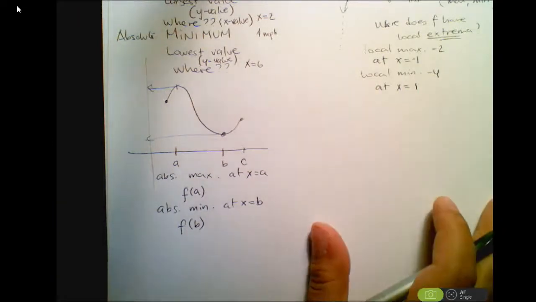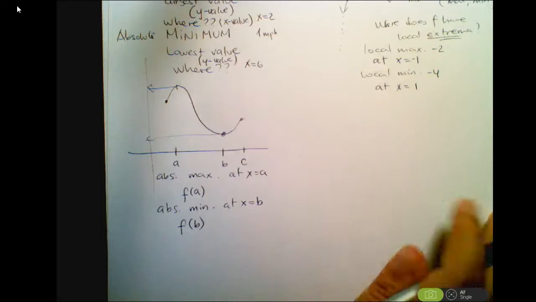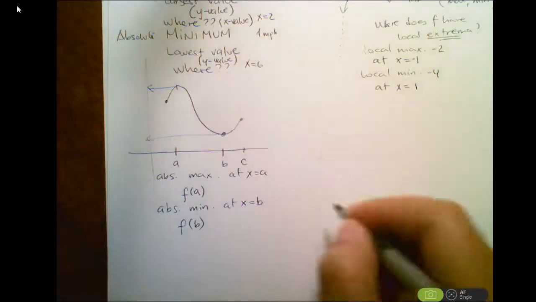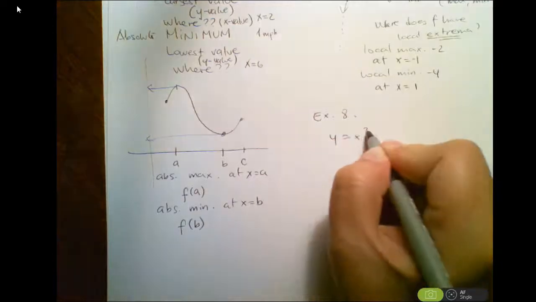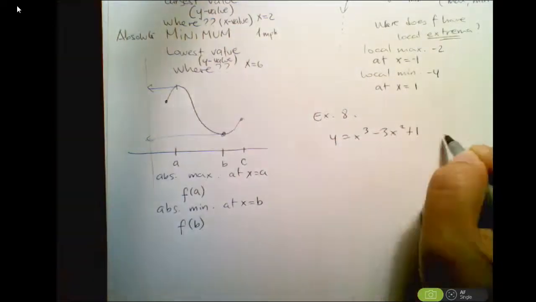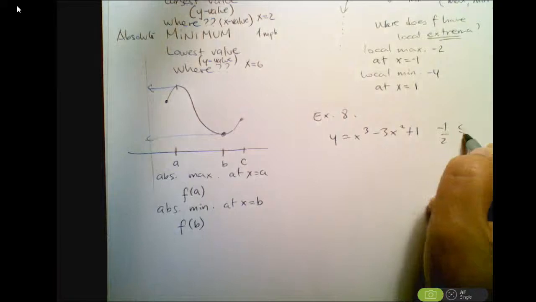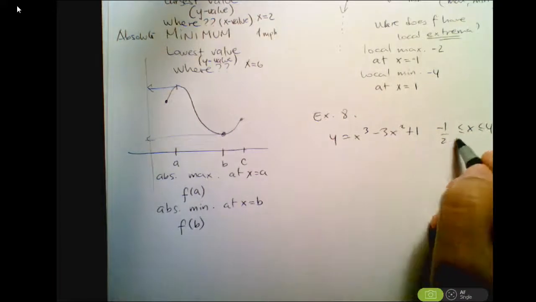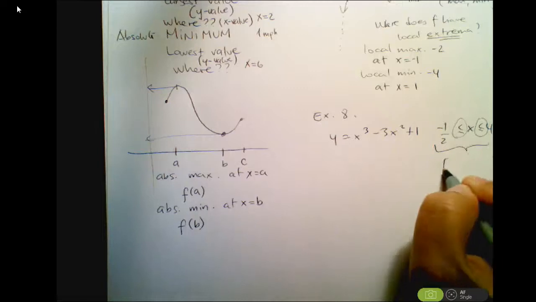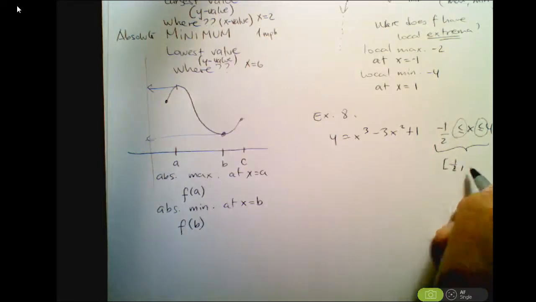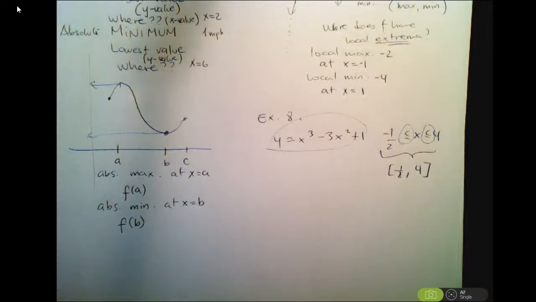Now let's look at one of the examples from the book. I'm looking at example 8, and it's talking about the function y equals x cubed minus 3x squared plus 1 between negative 1/2 and 4. Now remember that this is less than or equal to. This is the equivalent of saying between negative 1/2 to 4. So it is a closed interval, and it is a continuous function because all polynomials are continuous functions. Therefore, I can apply my theorem.